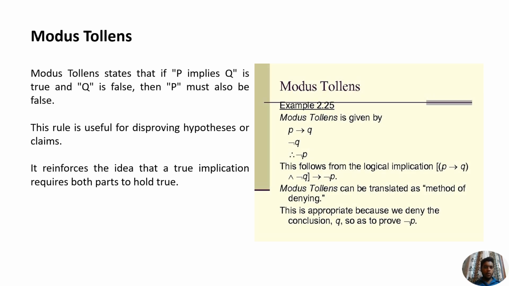Next rule, modus tollens. Modus tollens states that if P implies Q and Q is false, then P must also be false. This rule is useful for disproving hypotheses or claims. It reinforces the idea that a true implication requires both parts to hold true.